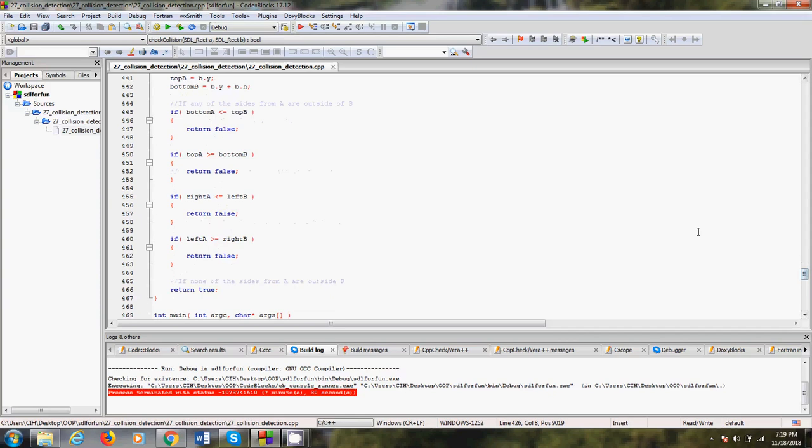Now let's look at the four important conditions. They are quite simple. What we need to check is whether the bottom side of A is lower than the top side of rectangle B, meaning the bottom side of A hasn't moved inside the top side of rectangle B. If that's the case, then our collision has not taken place. However, if the bottom side of A has moved inside, then the bottom side of A must be greater than or equal to the top side of B, which would mean that the collision has taken place.